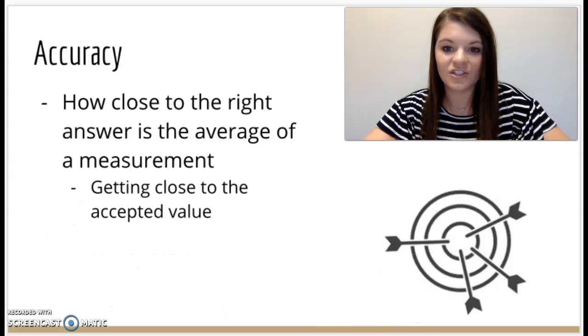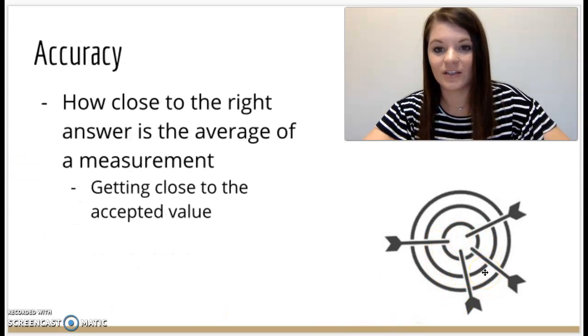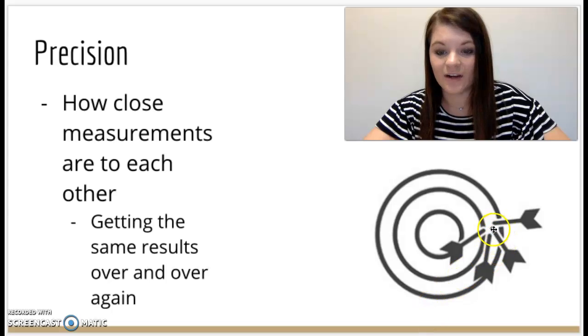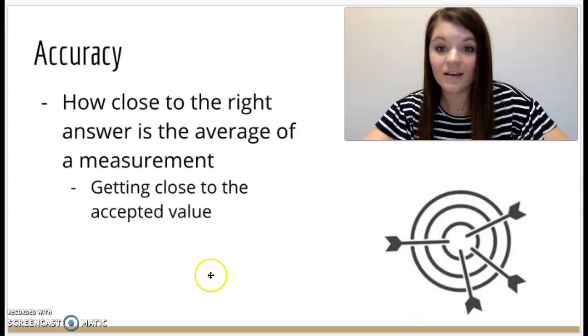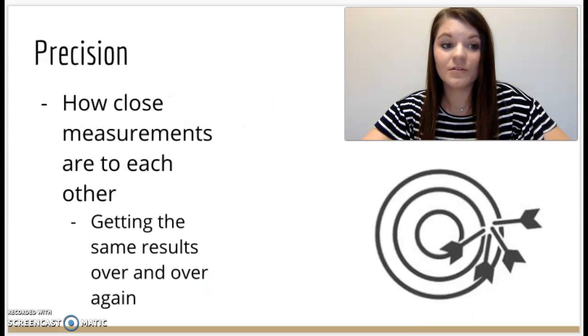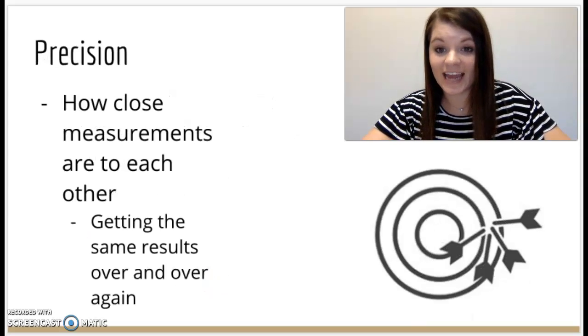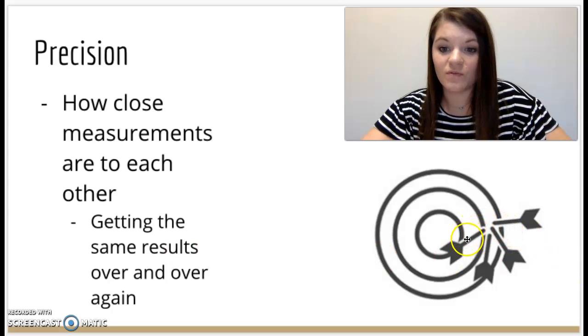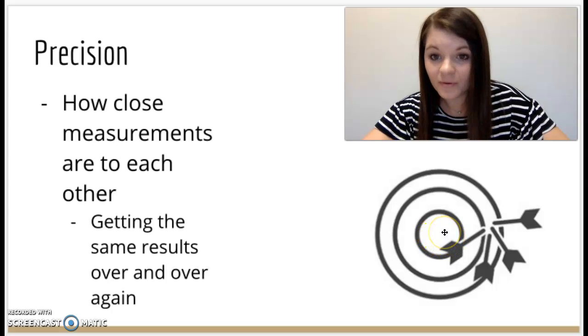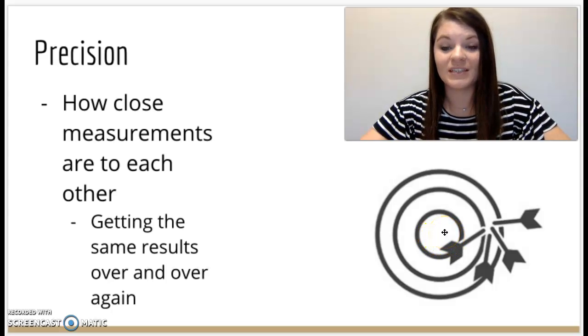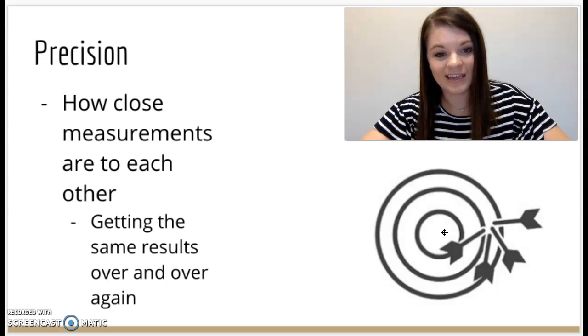The reason that this shows accuracy and not necessarily precision is because you can see that these two arrows are further apart than these arrows are. So this is not necessarily precise. To be precise and accurate, you would just move these four arrows with how close they are to the accepted value in the middle, and that would be accurate and precise, which is ideal, but not necessarily always the case.